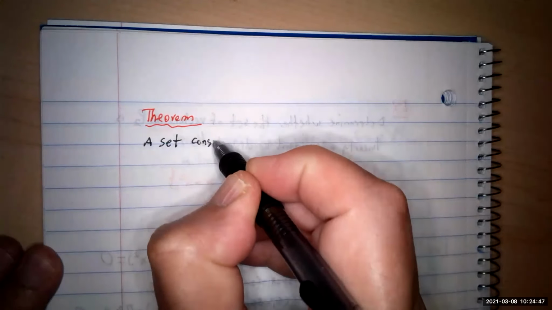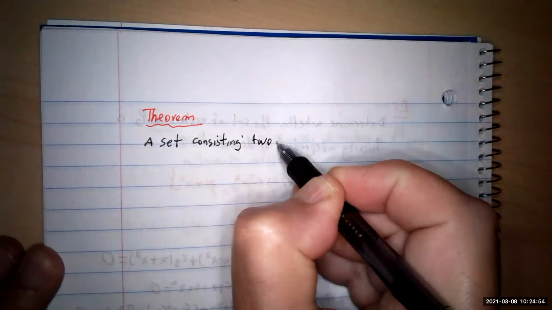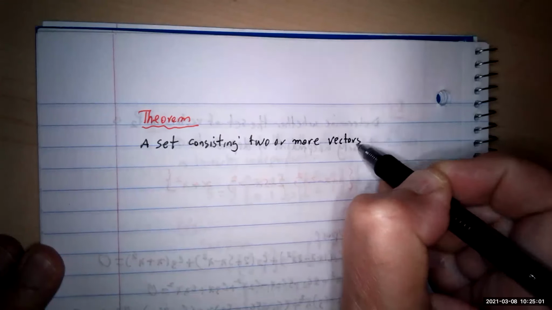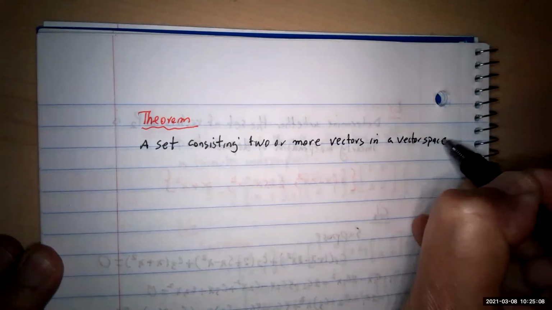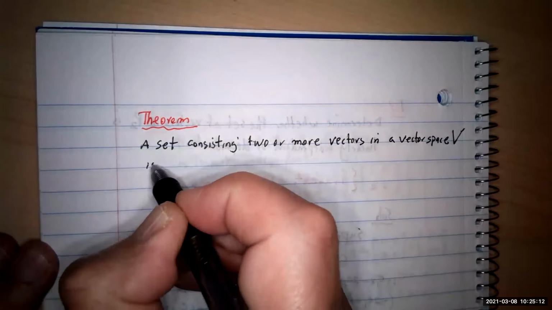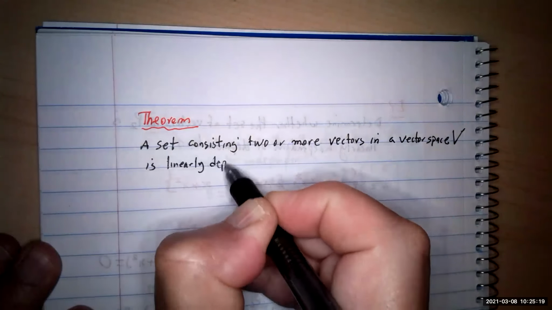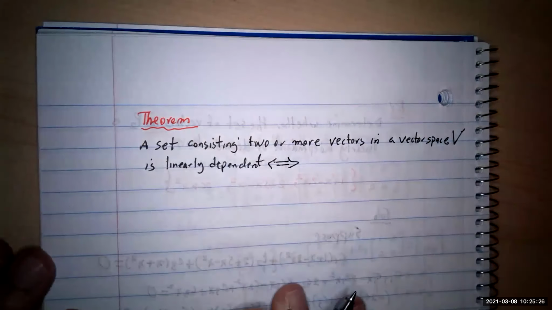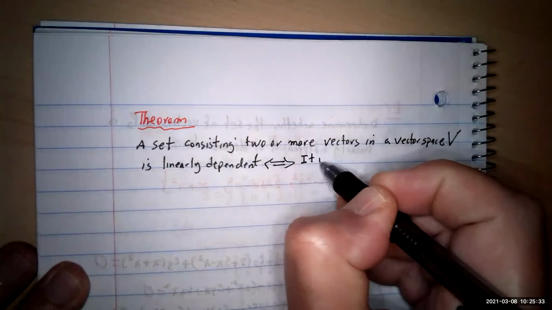A set consisting of 2 or more vectors in a vector space V, if you like, is going to be linearly dependent if and only if, as we talked about, it is possible to write one as a linear combination of the other ones.